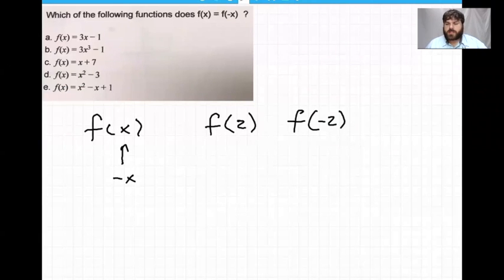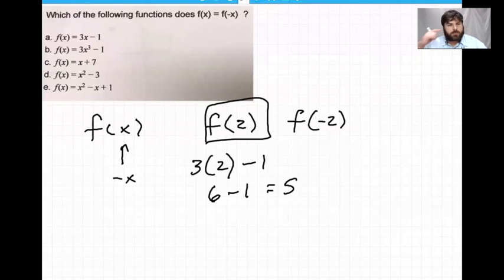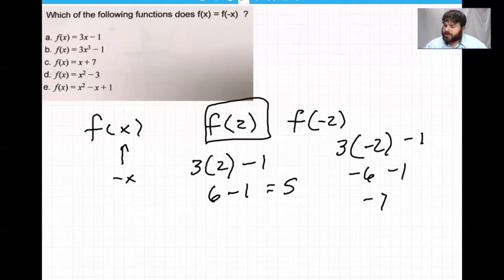So let's look at choice A. If I plug in 2, I get 3 times 2 minus 1. That's 6 minus 1, which is 5. So f of 2 is 5. Let's do the same thing with negative 2. So f of negative 2: we're putting a negative 2 in for x. So 3 times negative 2 minus 1. Again, we're looking at choice A. 3 times negative 2 is negative 6. Negative 6 minus 1 is negative 7. Are they equal? No. And that's what we're trying to show, that f of x equals f of negative x. So it's not A.